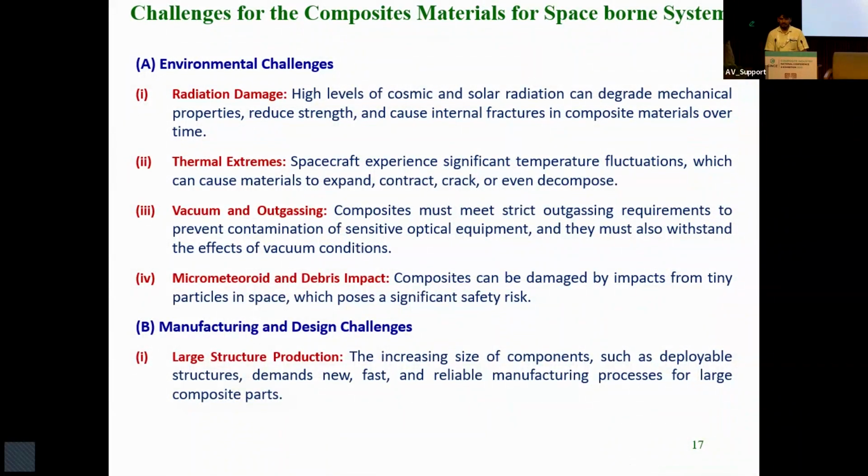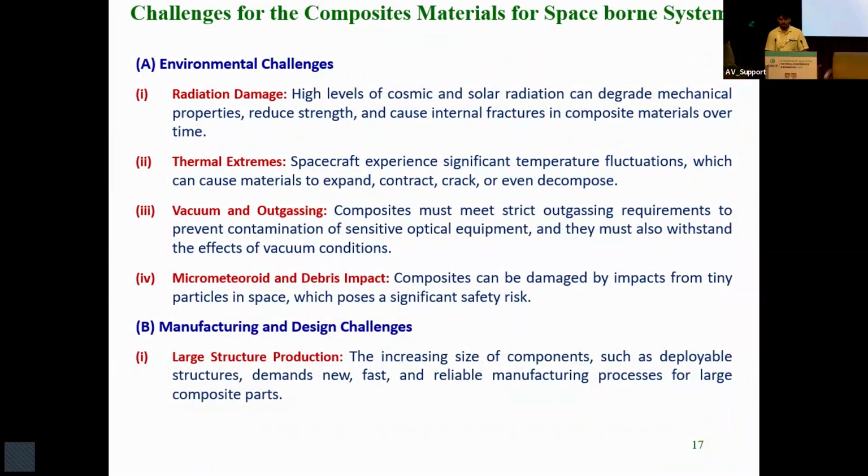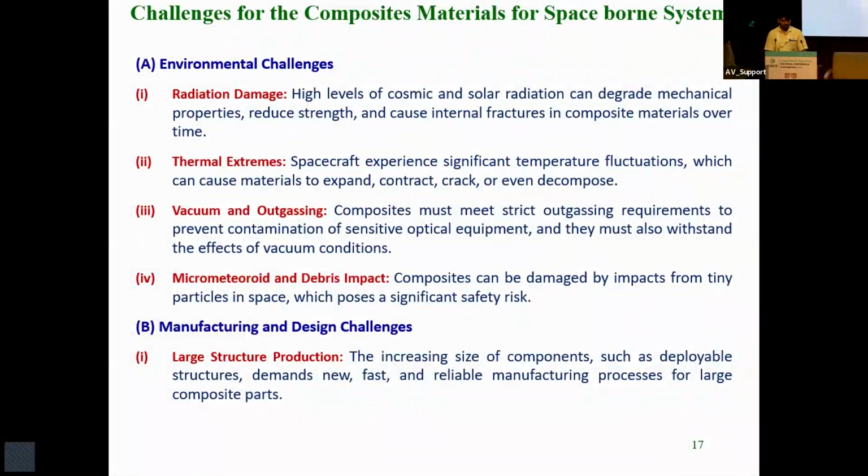Temperature goes from -180 to +180. Radiation from solar flares is very high, so our polymer matrix composites or polymers get degraded with time. Outgassing in vacuum and harsh temperature is also a big problem for us. And micrometeoroid and debris impact.